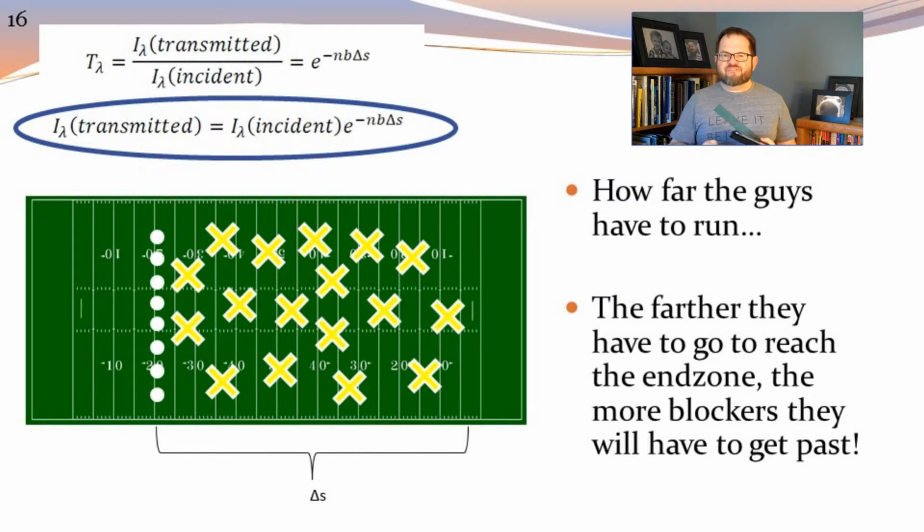And finally, there is one other factor that would determine how many of our guys are going to make it from the line of scrimmage all the way to the end zone, and that's how far they have to go. If delta S is farther from the line of scrimmage to the end zone, fewer of our guys are going to make it past all those blockers. If delta S is smaller, like if we're inside the 10-yard line, they might all make it. We don't know. So the farther they have to go past all those blockers, the fewer that will make it.